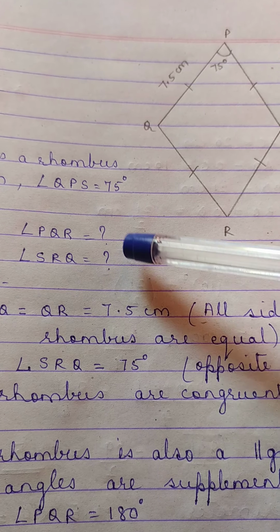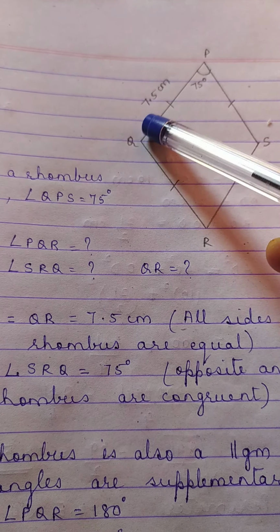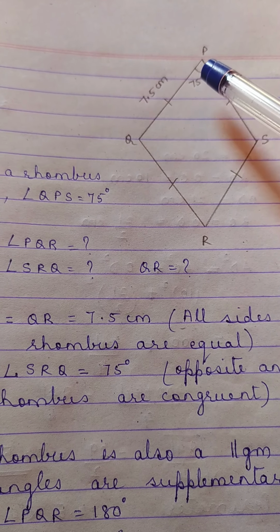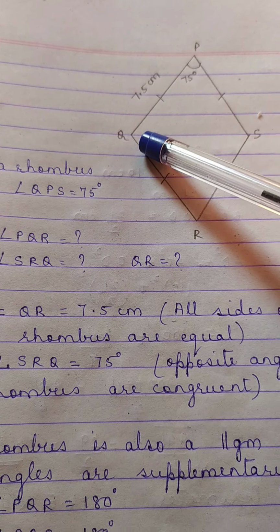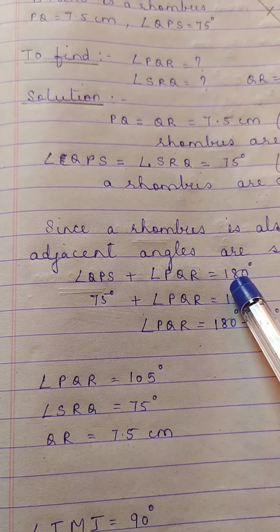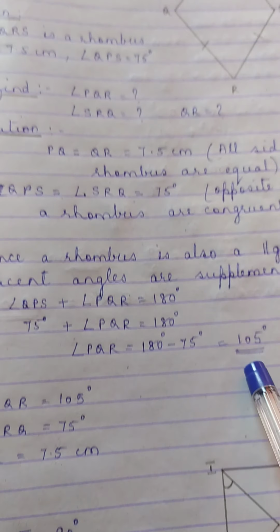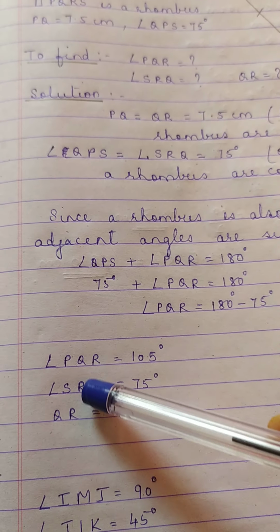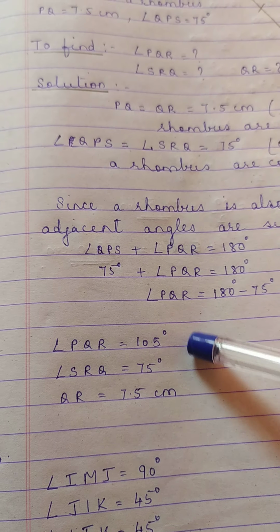That's one part. Second, they have asked you what is angle PQR. Now we know that a rhombus is also a parallelogram. If a rhombus is a parallelogram, adjacent angles should add up to 180. So 75 degrees plus angle PQR should be 180. Therefore, PQR is 180 minus 75. Your answer is 105. After you have found out the answers for all they have asked, write all of them properly at the end of it. This carries half a mark.